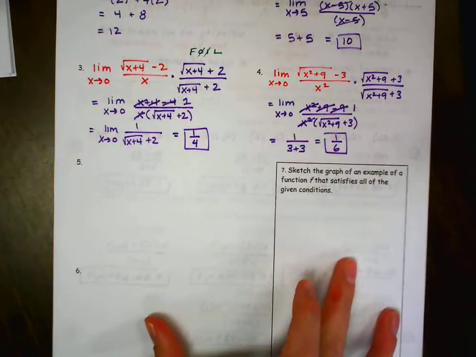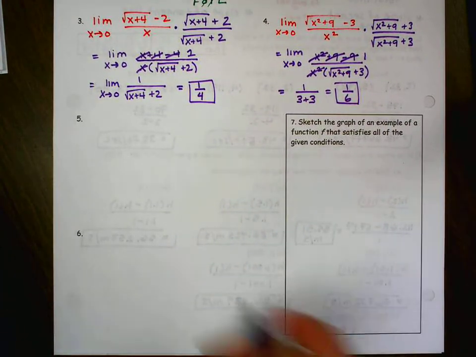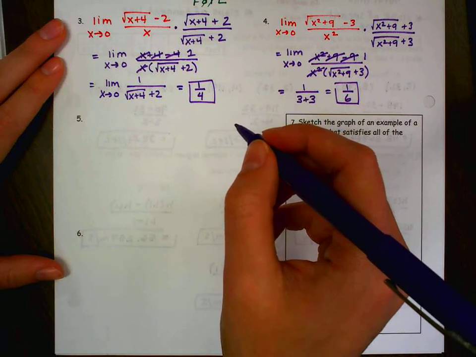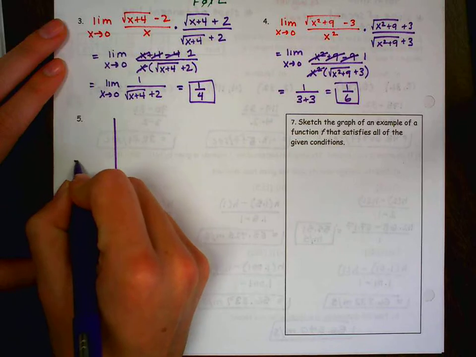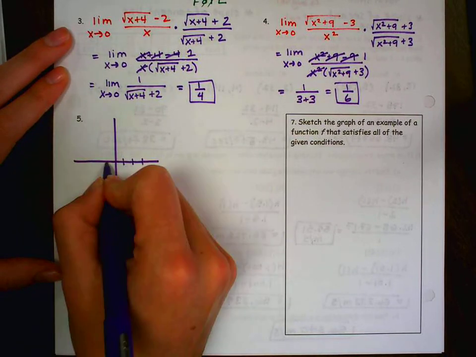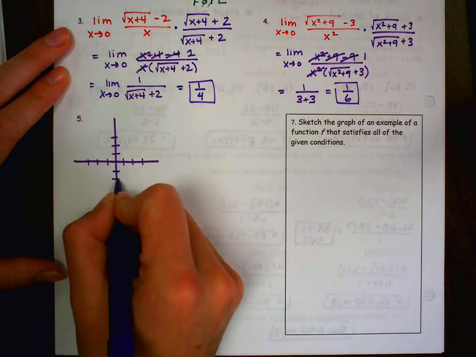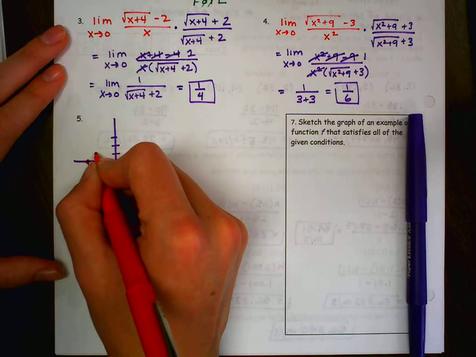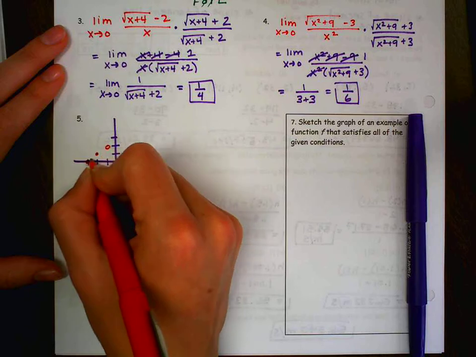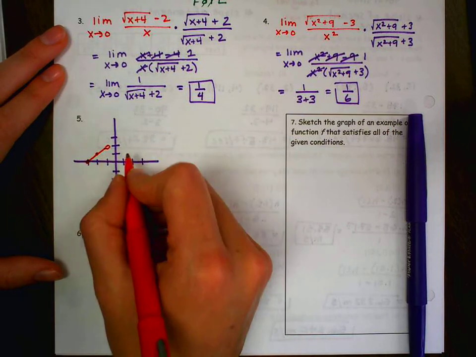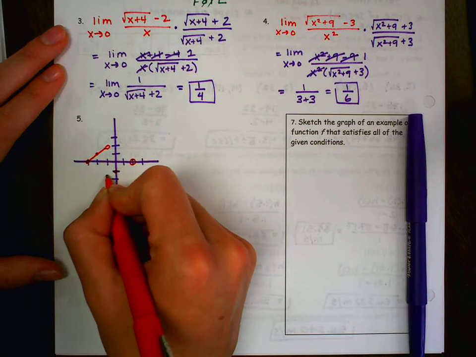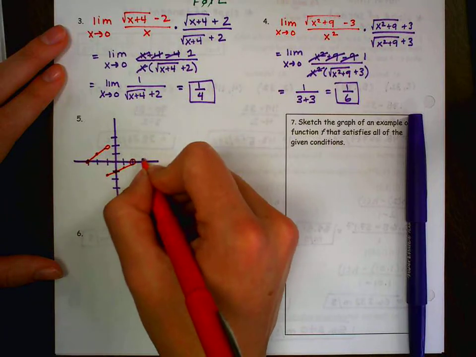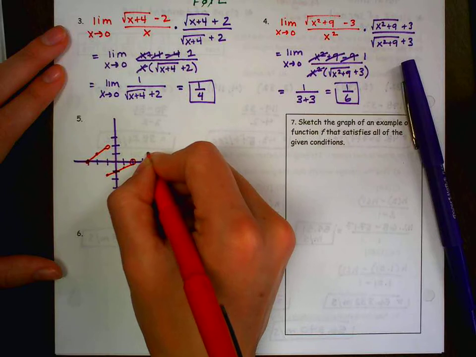Okay, let's see if we can get through a little bit more. Number 5, I am going to draw us a picture. I'm happy with my drawing.